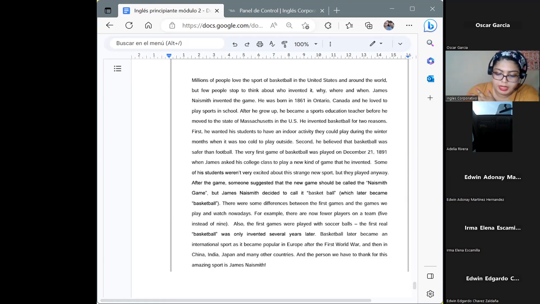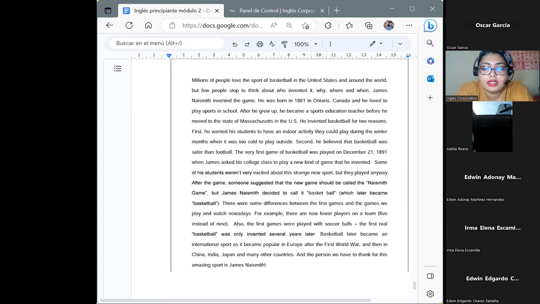Let's discuss a little bit what is the information that we have here in this paragraph. In this case, we're talking about that millions of people love the sport of basketball in the United States and around the world. Sabemos que el básquetbol es bastante importante en Estados Unidos y también en muchos otros países, así que sabemos que hay muchas personas que aman este deporte.